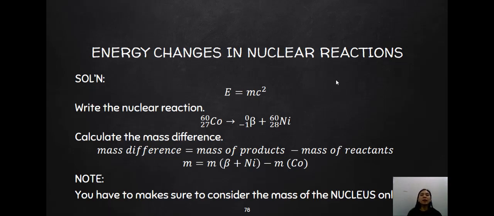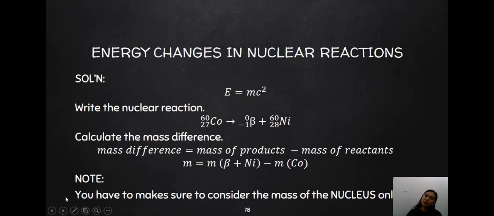So, calculate the mass difference. How do you calculate the mass difference? It's simply the mass of the products minus the mass of your reactants. In this case, the mass difference, which we will just be abbreviating as M, is equal to the mass of your beta particle plus the mass of your nickel nuclide minus the mass of your cobalt.